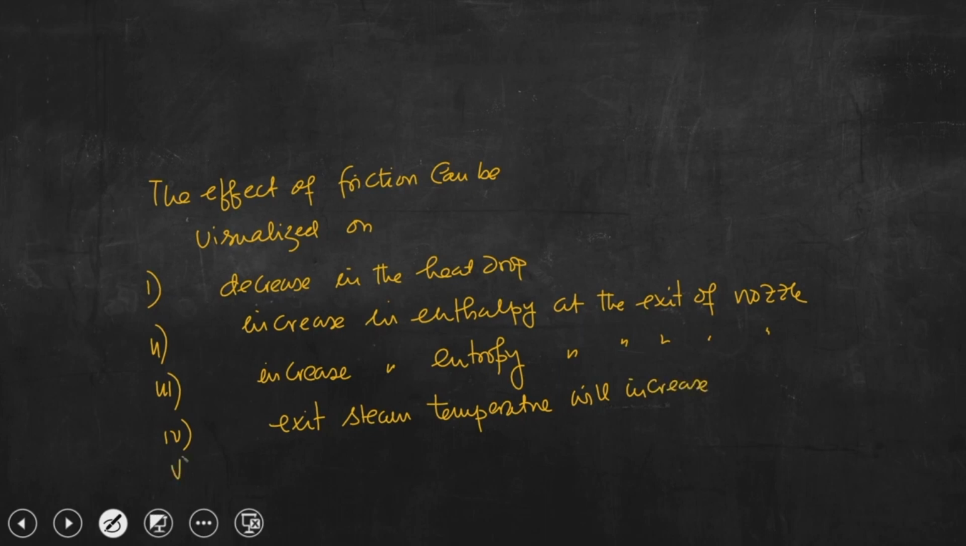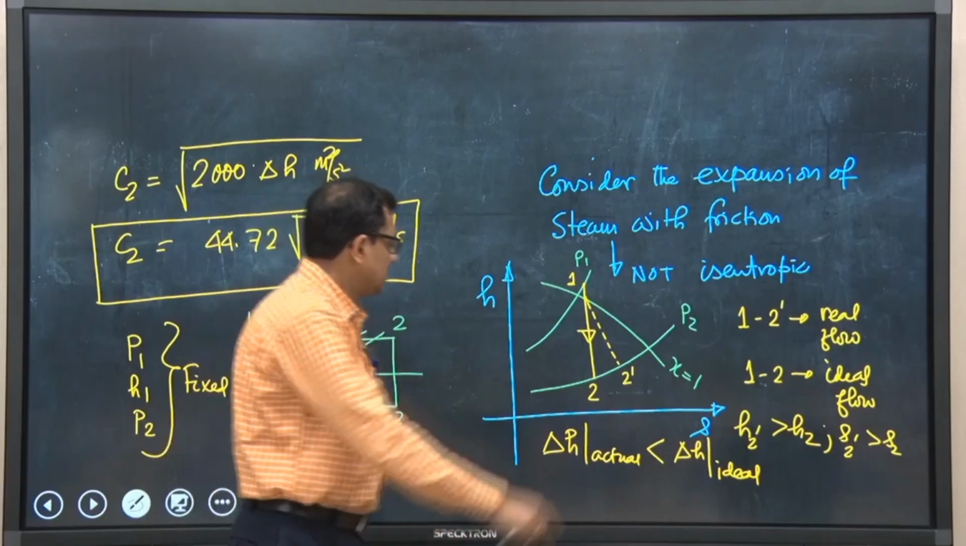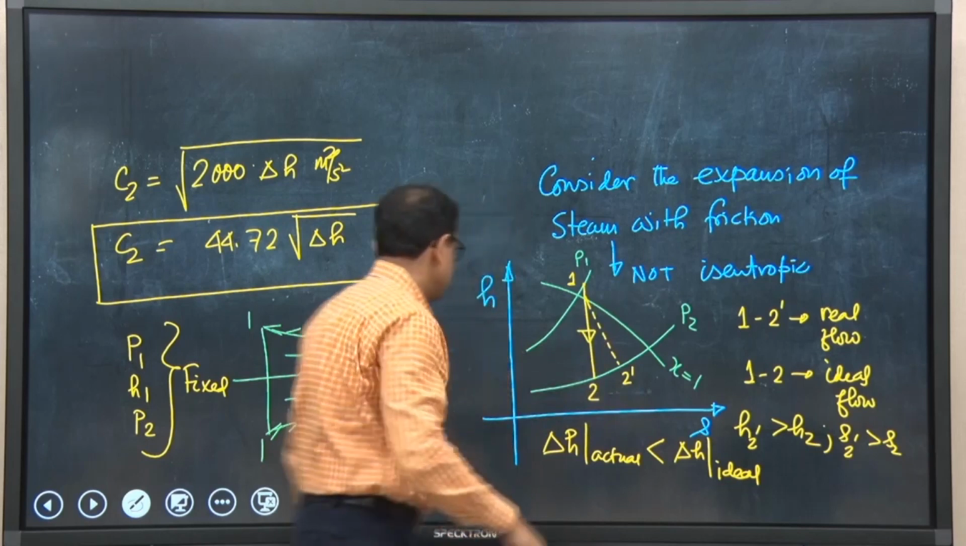And finally, a very important point. Point 2 prime is closer to the x equal to 1 line. I have drawn the x equal to 1 line only to indicate that because of the enthalpy increase and entropy increase, the steam temperature will increase. That means steam will be closer to saturated steam, so the dryness fraction of steam will increase.